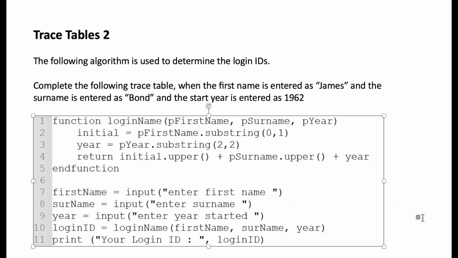So the first line of code that will be executed will be line 7, where the user is asked to enter the first name. Then line 8, we will enter the surname. Line 9 enters the year. We then call the function login name, sending it the first name, the surname, and the year. It then prints out a string literal of your login ID, followed by the login ID variable. So now let's look at the contents of the trace table as we step through the code.